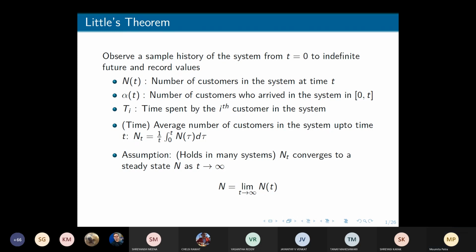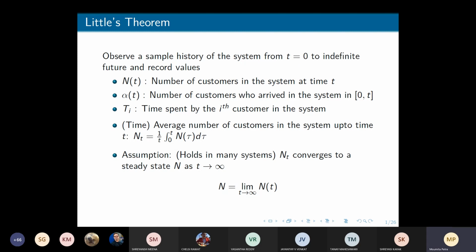Okay. So n of t is the number of customers in the system at time t, and alpha t denotes the customers that have arrived in the system from 0 to t. Ti is the time spent by the ith customer in the system.